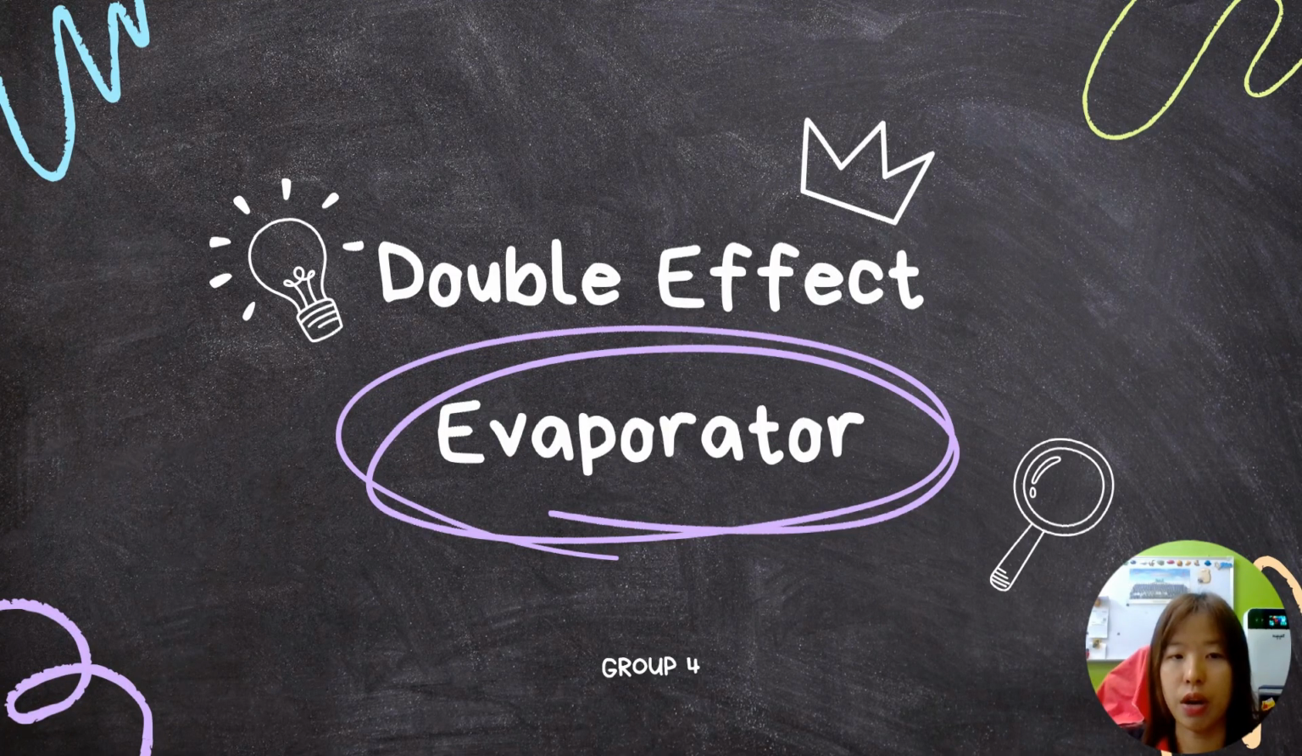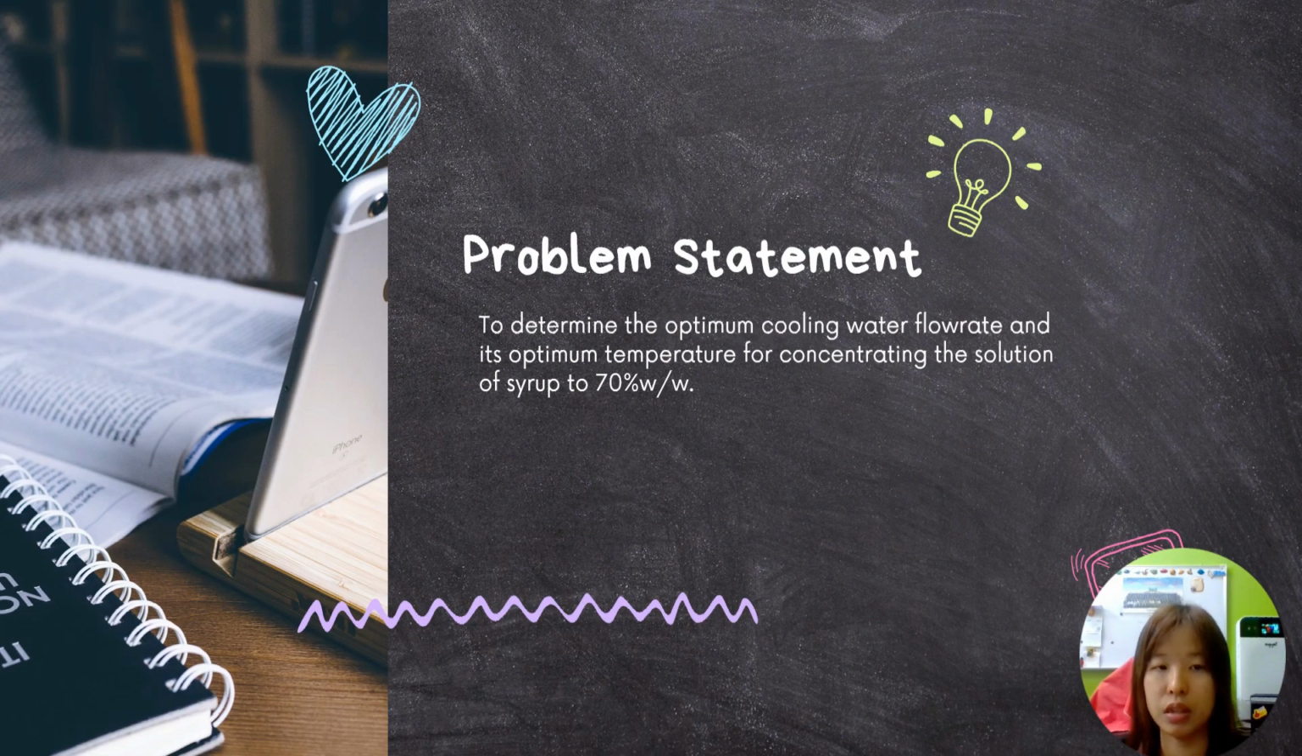Good day, Doctor. We are from Group 4 and we are going to present a proposal of open-ended lab on the double effect evaporator. The problem statement of this experiment is to determine the optimum cooling water flow rate and its optimum temperature for concentrating the solution of syrup to 70% weight per weight.